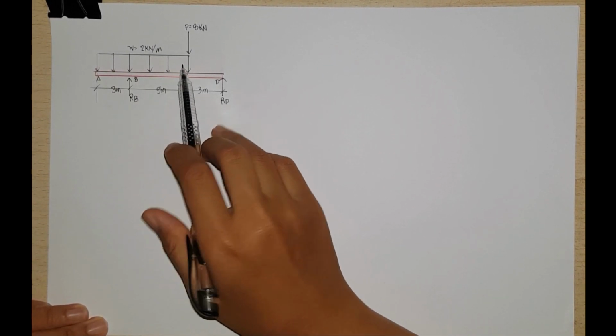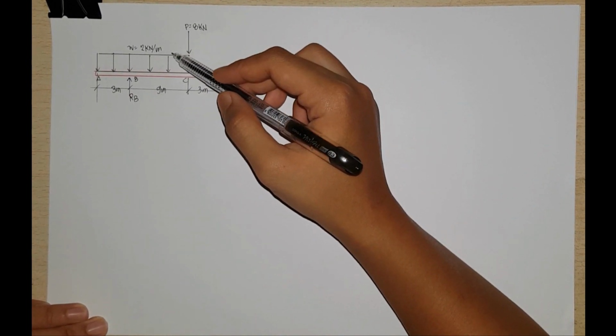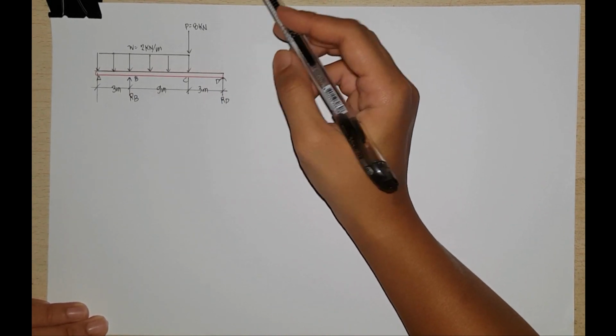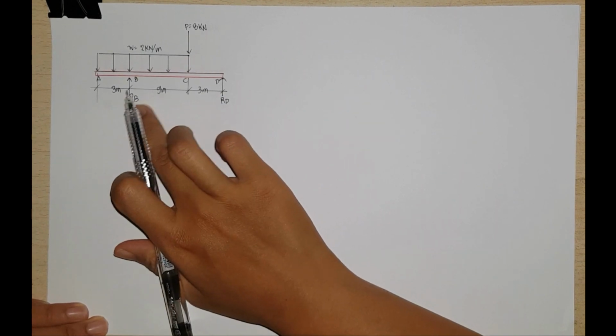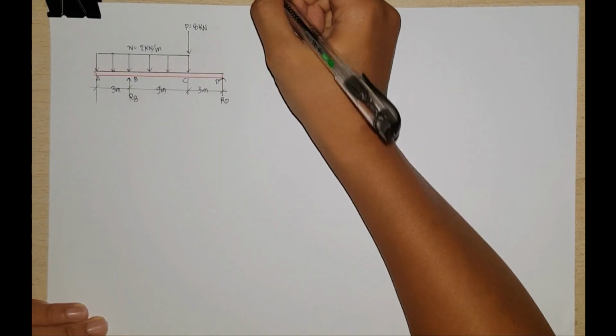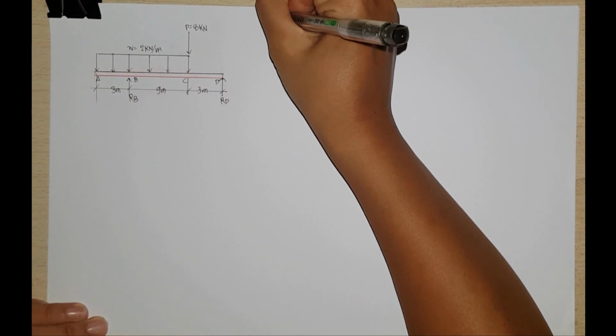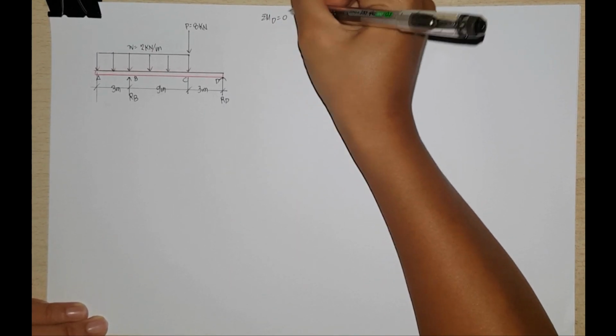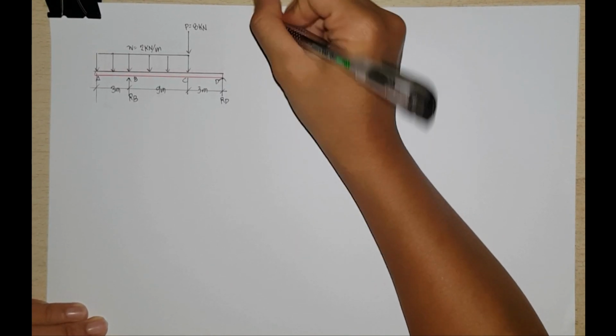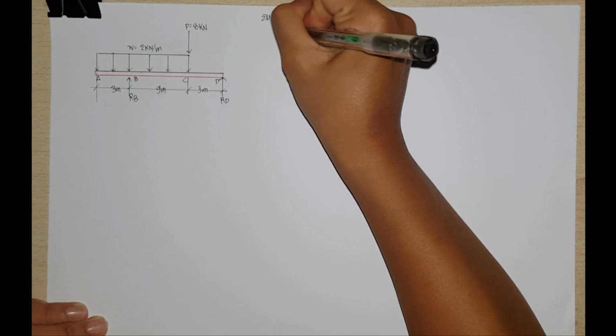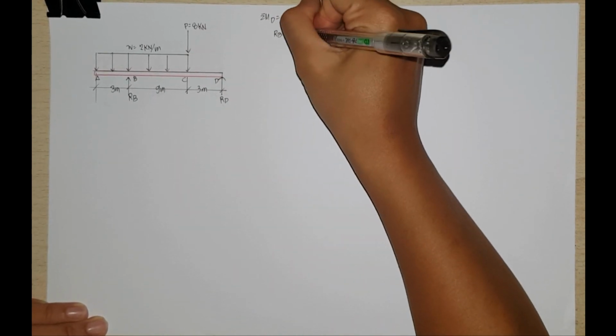a uniformly distributed load of 2 kN per meter and a point load of 8 kN. So, first step is to determine the reaction at B and reaction at D by taking summation of moment at point D is equal to 0, clockwise positive. So, we have RB, moment arm is 9 plus 3, so 12 meters.